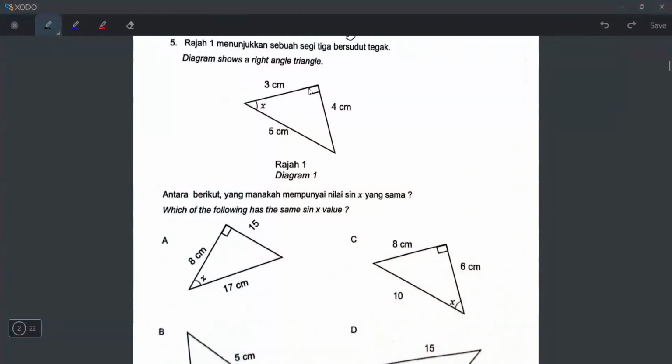So we have a right angle. Obviously it's here, the 90°, 3, 4, 5. Because right angle means they will confirm have 90°. They ask which of the following has the same sine x value. So I need to find the original sine x value first. So what is the original sine x value?